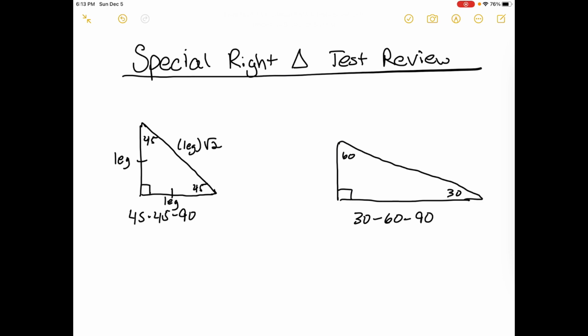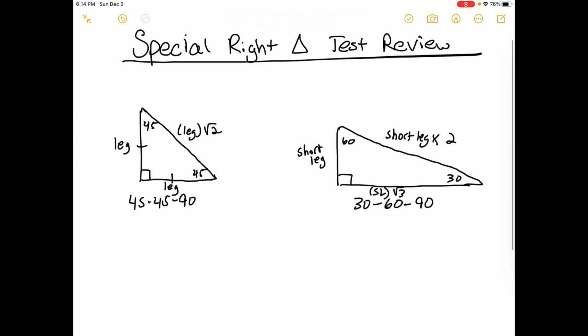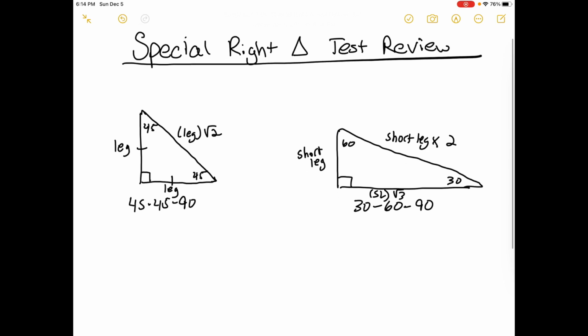And on a 30, 60, 90, you're going to have a short leg. The short leg is always across from the 30. And my hypotenuse is going to be double my short leg, or short leg times 2. And the other side is going to be whatever the short leg is, just call it SL, times root 3. So you need to have these memorized for your test. So let's look at some example problems.